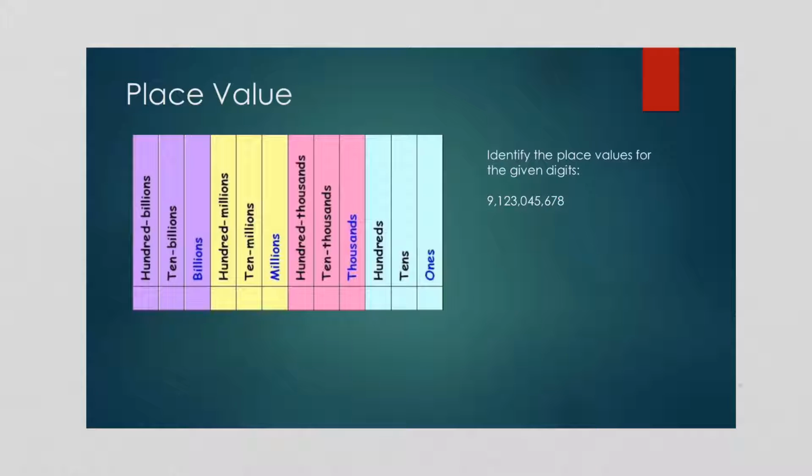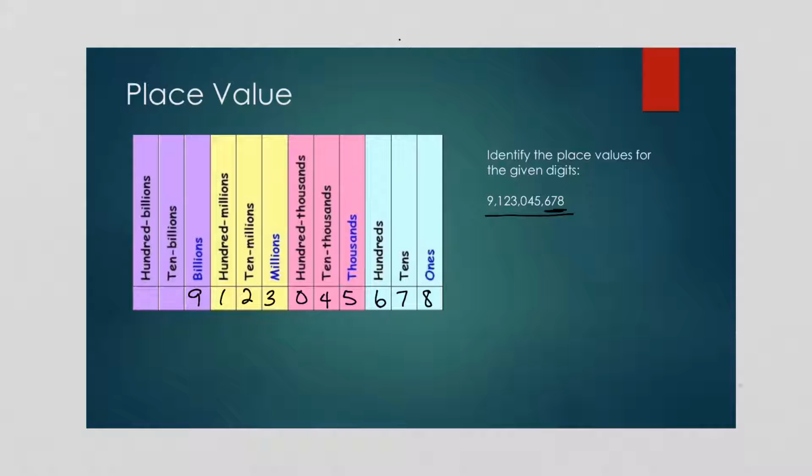Alright, so first we're going to start with place value. This is a whole number place value chart. The question here says, identify the place value for the given digits. The first thing I want to do is place these digits in this table. I always start at the end and I do them 3 at a time. So 6, 7, 8 goes right there, 0, 4, 5 right there, 1, 2, 3 goes there, and 9 goes there.